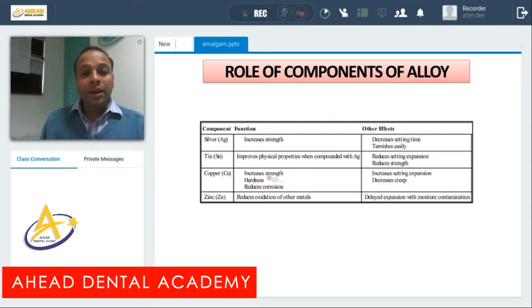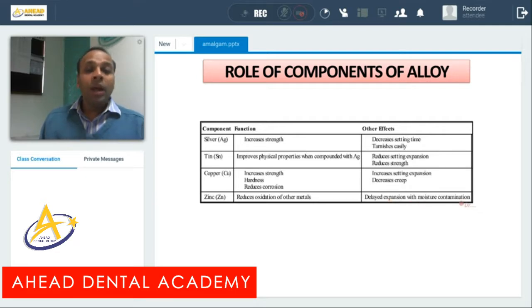Copper. Copper increases strength, increases hardness, reduces corrosion. However, the other effects are that it is going to increase setting expansion, and it is going to decrease creep. The last component is the zinc. It reduces oxidation of other metal. Basically, it is a scavenger of oxygen. However, other effects include delayed expansion with moisture contamination.